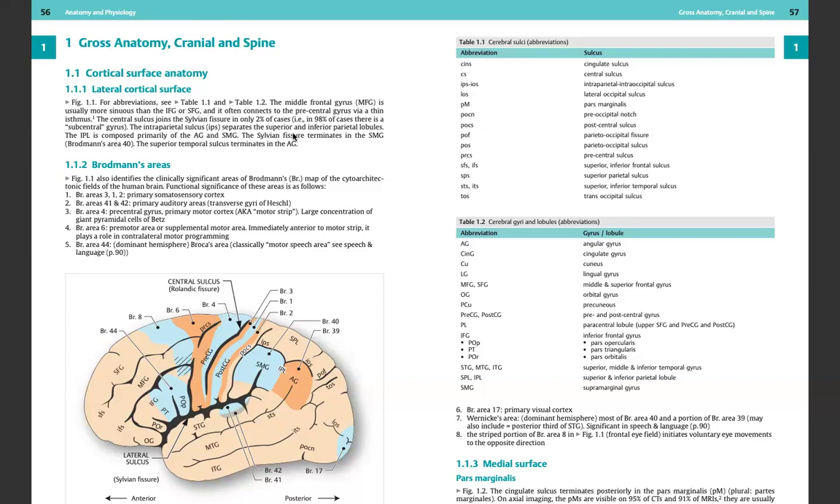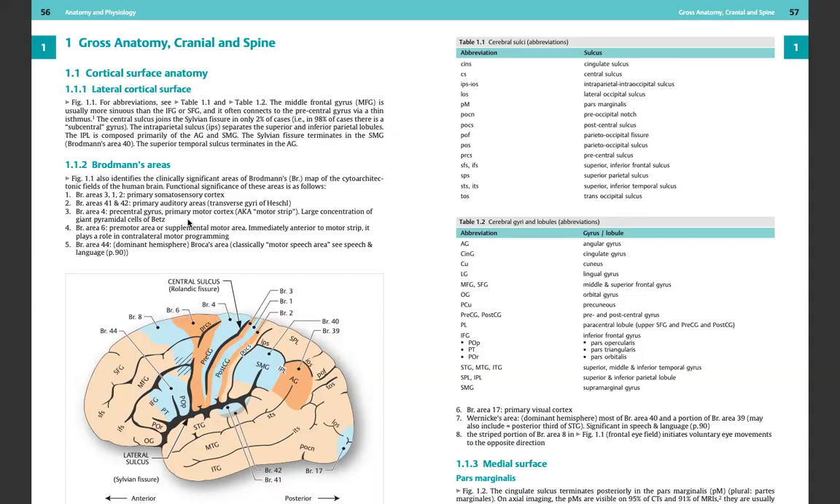Now, it's also said here that the central sulcus joins the sylvian fissure only in 2% of cases. That is, in 98% of cases there's a subcentral gyrus. So the sylvian fissure here does not connect to this, the central sulcus, in more than 98% of cases. It's only in 2% of cases that you see this connecting to this. So this area here is called the subcentral gyrus.